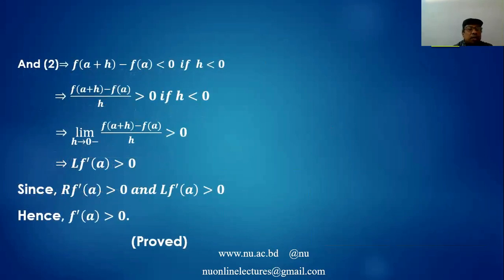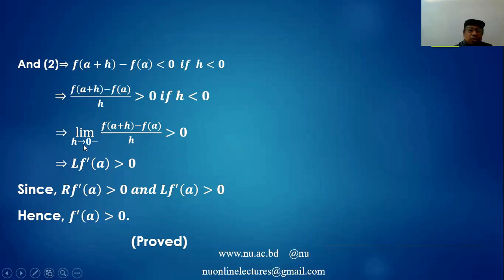On the other hand, from 2, f of a plus h minus f of a is less than 0 if h is less than 0, so divide by h. When you divide, the sign should be changed. Now it was less than 0, but it will be greater than 0 after doing the division. So try to understand, my students, it is greater than 0.